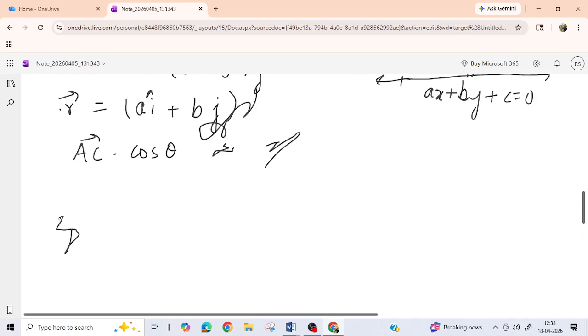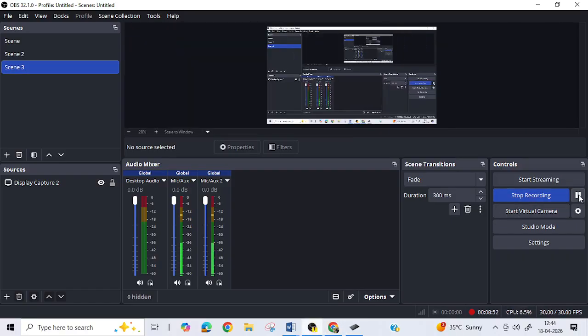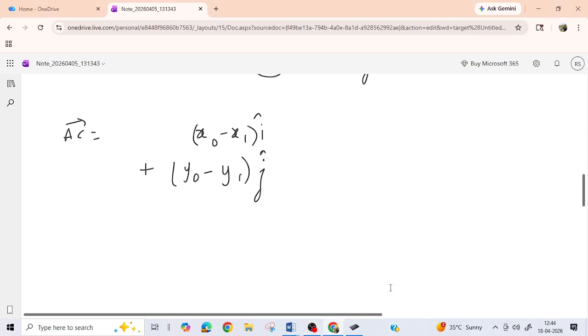Hold on, I think there's some issue with the pen. Alright, so let's resume as to where we had left. My pen was not working, so I had to actually go and figure out what was the issue.